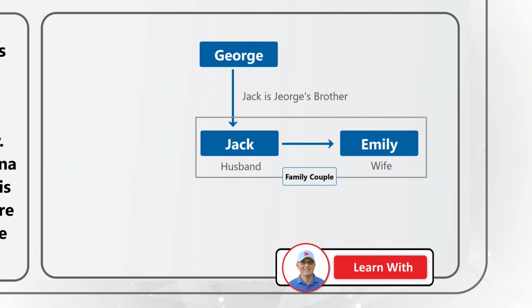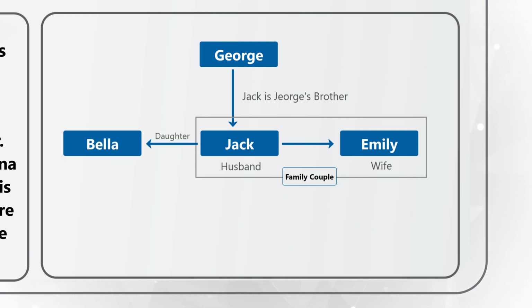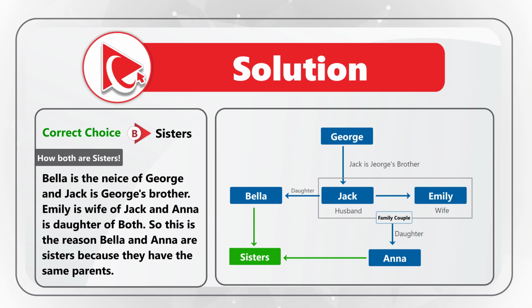We also know that Bella is the daughter of George's brother, which means Bella is the daughter of Jack and Emily. We also learned that Anna is the daughter of Emily, which means Anna is daughter of Jack and Emily, which means that Bella and Anna are sisters. Do you have a better way to solve this challenge? Please make sure to post in comments.